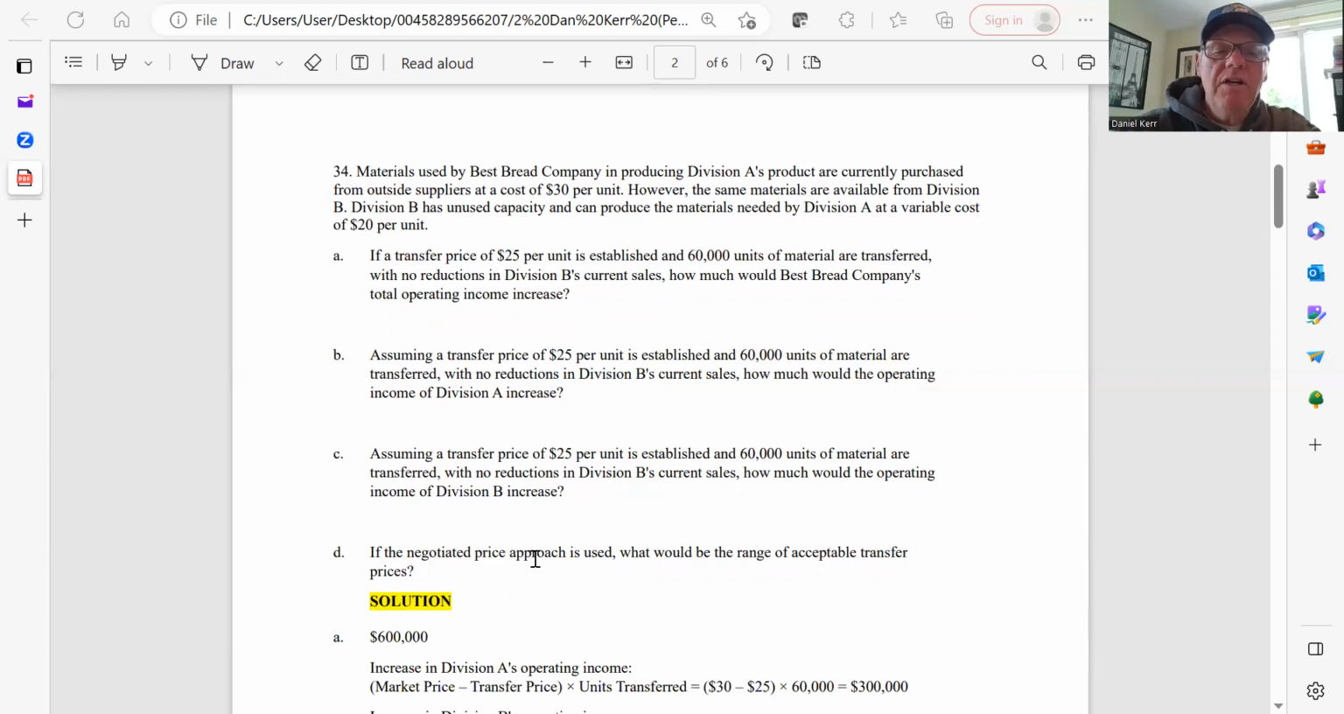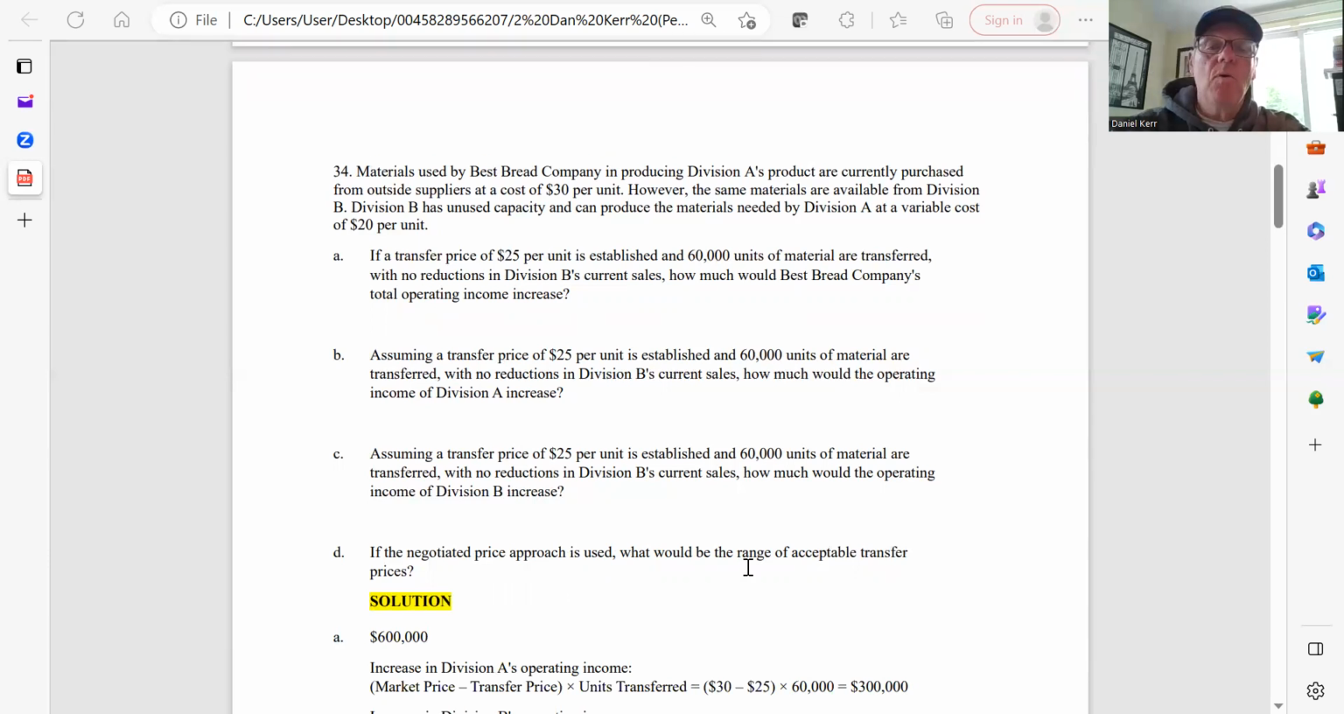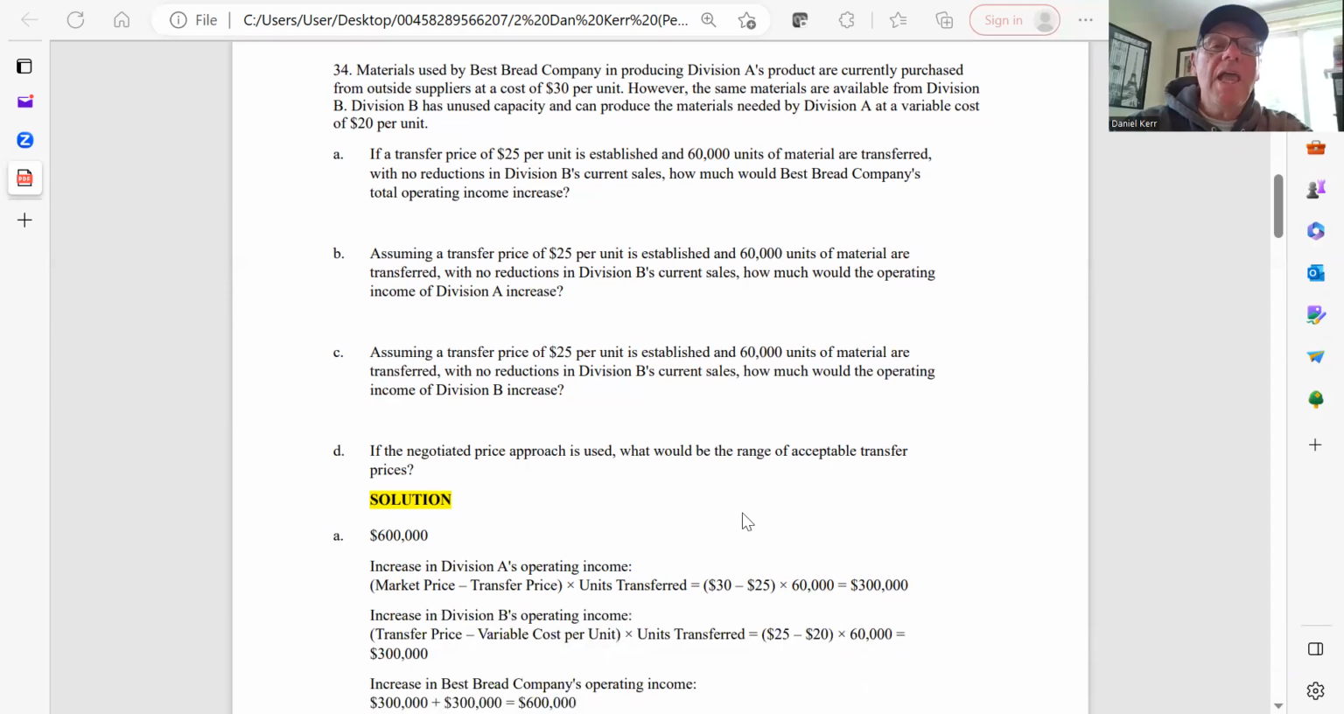And if the negotiated approach is used, what would be the range of acceptable transfer prices? The lowest possible transfer price you'd want to have would be the variable cost of producing the unit, which is $20. And the maximum price is $30, because that's the amount being charged by the outside vendor. So, what is the impact on Best Spread's operating income?